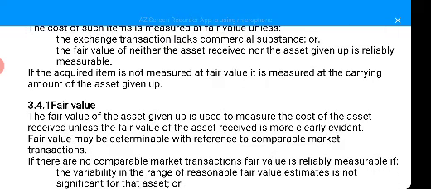If the acquired item is not measured at fair value, it is measured at the carrying amount of the asset given up. That means if I want to purchase furniture and I'm giving up a computer, and I cannot ascertain the fair value of my computer, neither can I ascertain the fair value of the furniture, then the cost of the furniture will be the carrying amount of my computer.